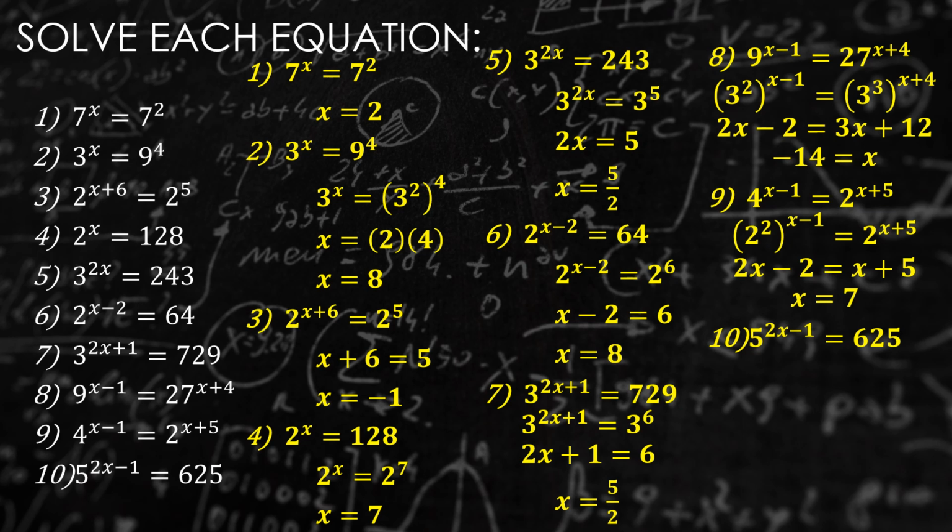5 raised to 2x minus 1 equals 625. So, yung 625, that is equal to 5 raised to 4. So, since the same na kanilang base na 5, let's equate the exponents. So, we have 2x minus 1 equals 4. Combining like terms, we have 4 plus 1, the answer is 5. So 2x equals 5. And then divide both sides by 2. Final answer is x equals 5 halves.